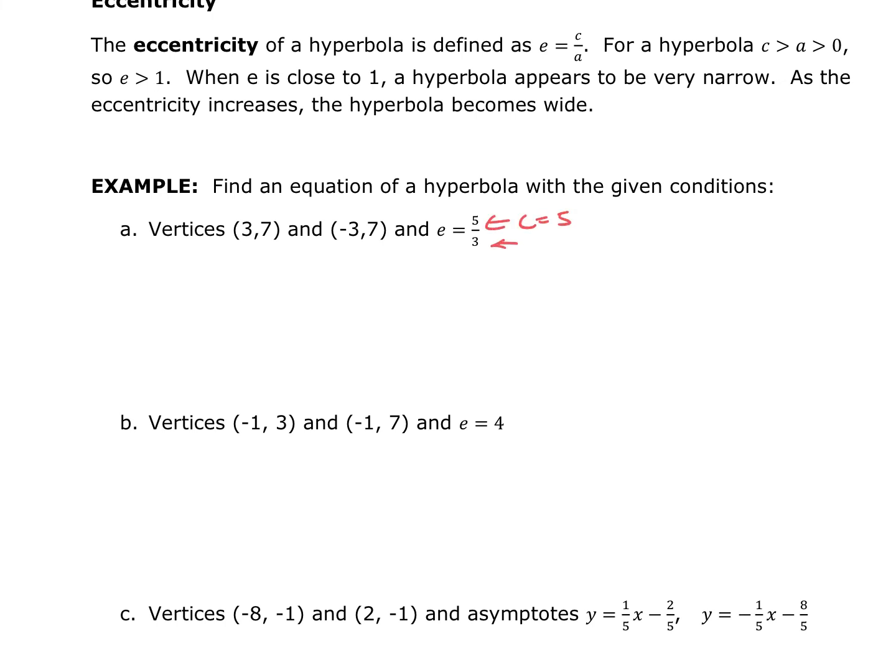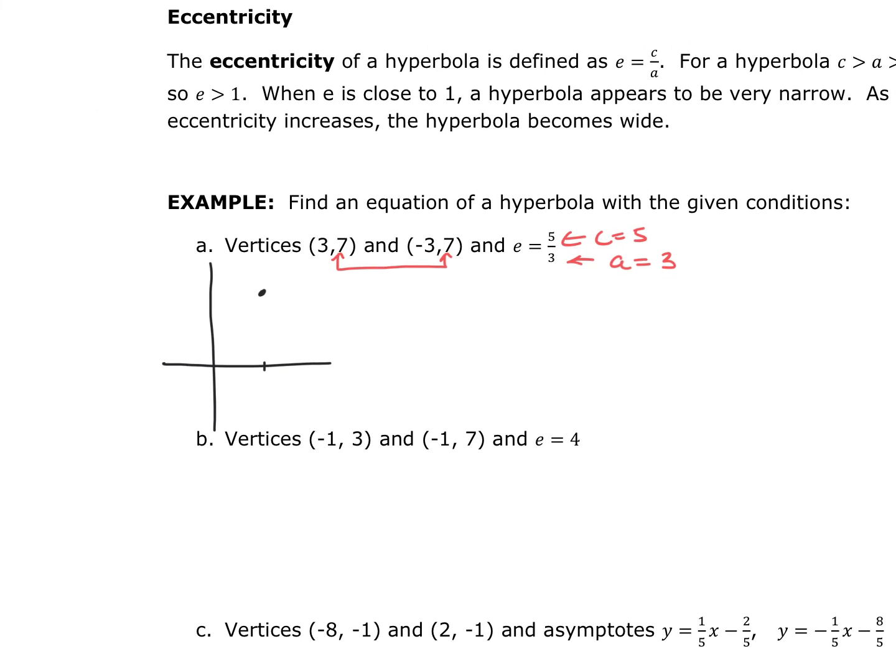So when it's in this form, because it's c divided by a, c is 5 and a is 3. Now pay attention to my vertices. My y did not change. If I were to draw where these two vertices are, I have a positive 3, 7, and a negative 3, 7. So this tells me my transverse axis is in this direction. Halfway between these vertices is going to be my center. My center is the point (0, 7).